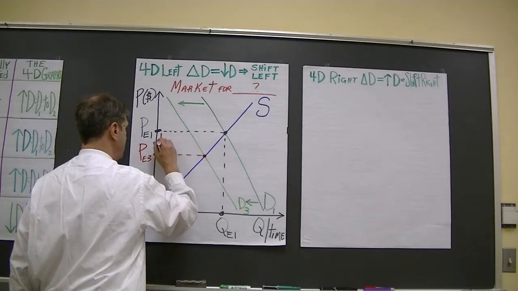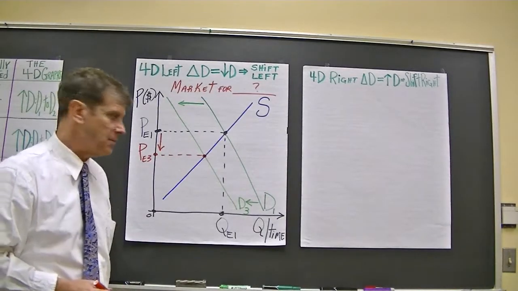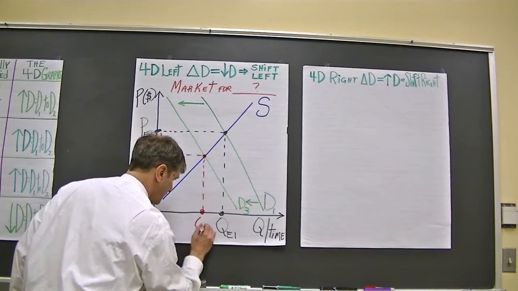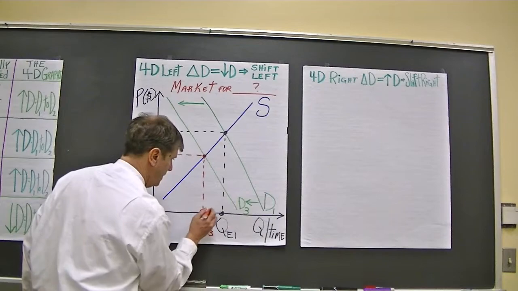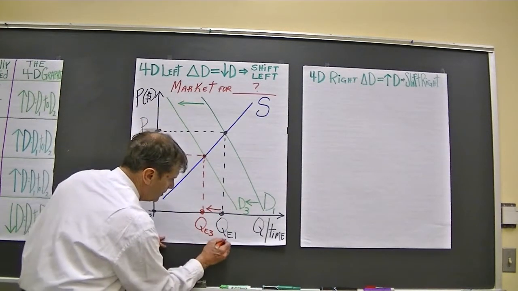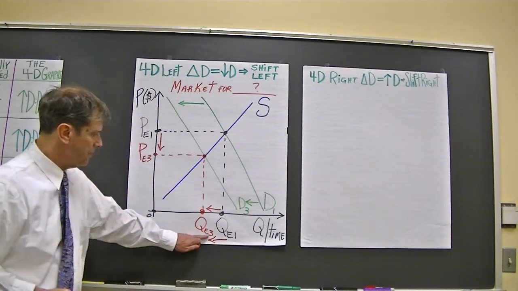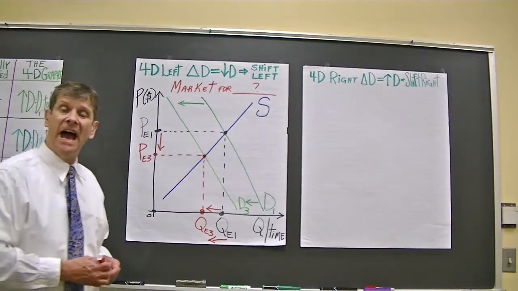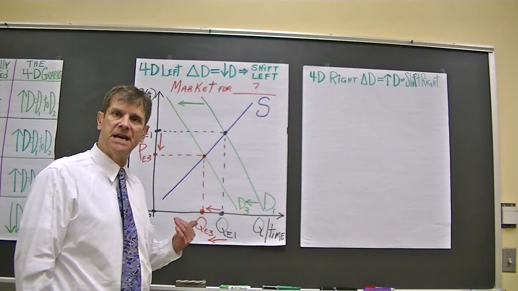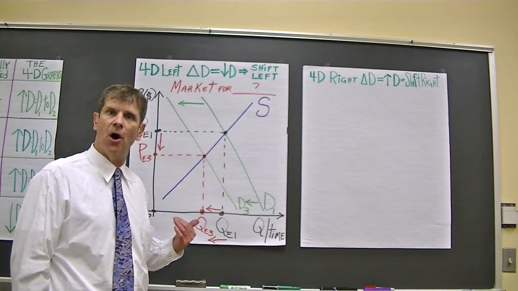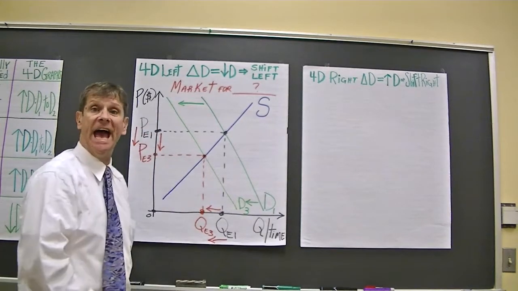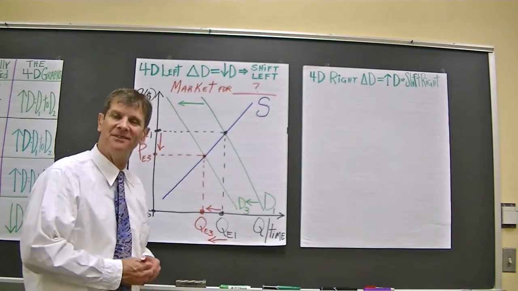So we have PE3, which is a decrease in the equilibrium price. And the new equilibrium quantity is equilibrium quantity 3, QE3, and that is to the left of QE1, so it is a decrease also. The equilibrium results of a decrease in demand are a decrease in equilibrium price and a decrease in equilibrium quantity, okay?